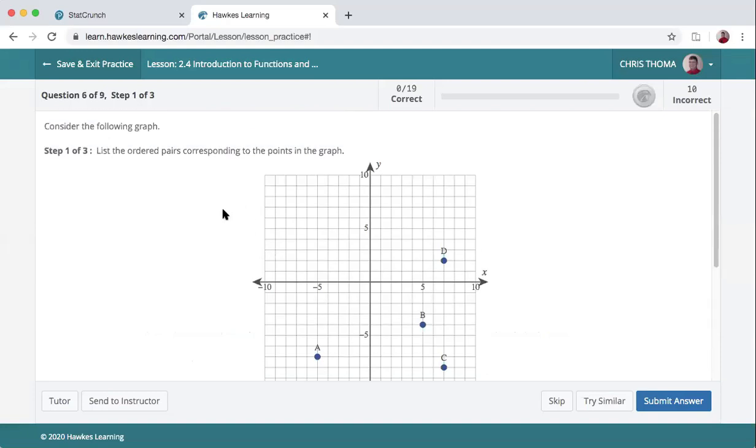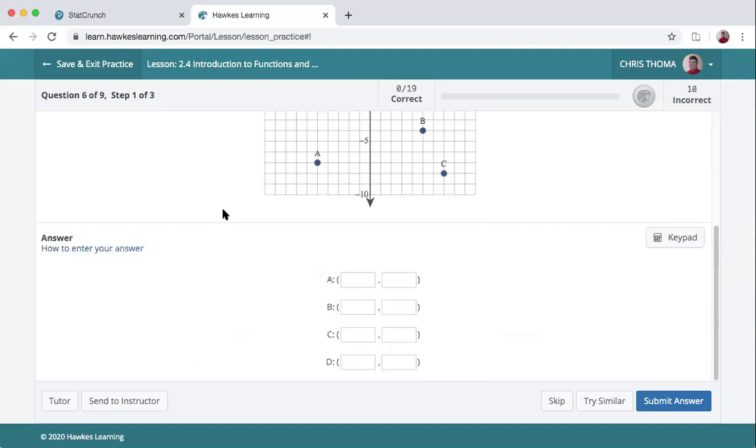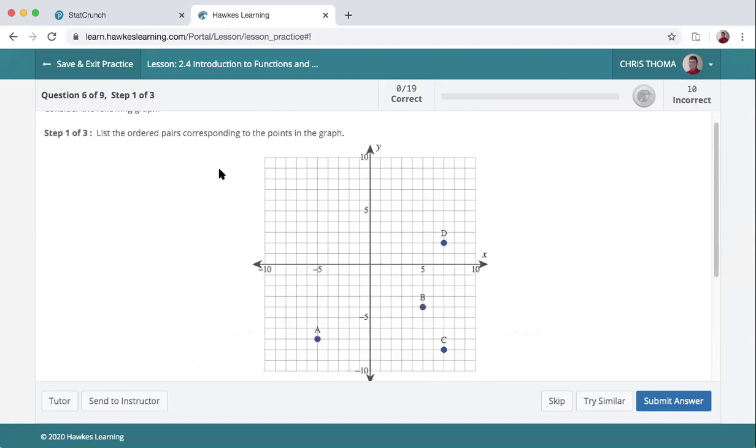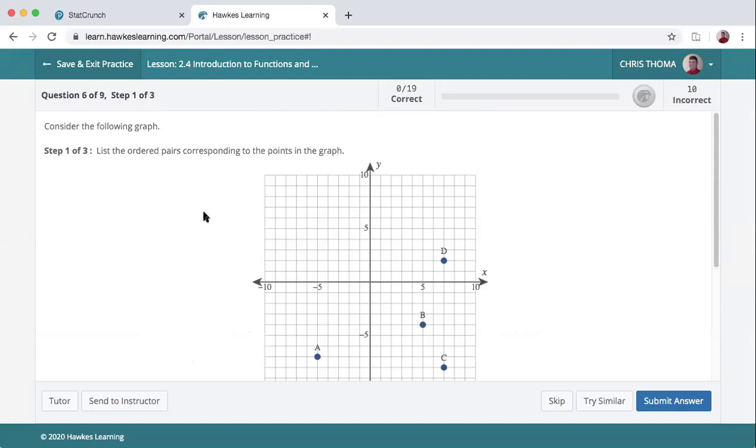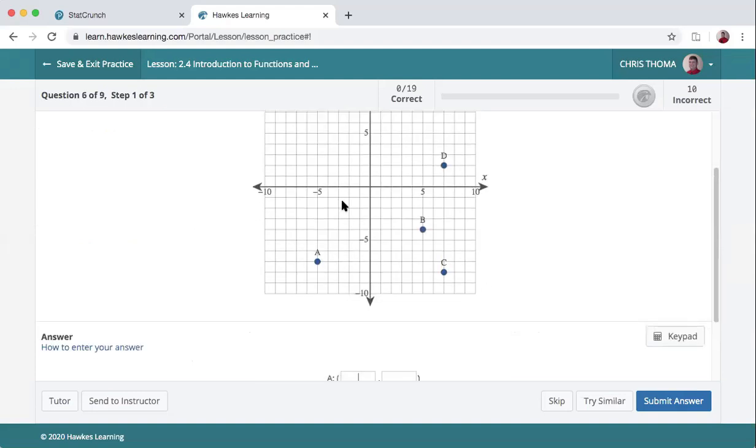So here's a problem where it says, consider the following graph, right? And we have a bunch of points. So it's a good review of graphing. It wants us to list the pairs of points. So A is in quadrant 3. I start here at the origin, I go over to -5, and then I come down to -6.